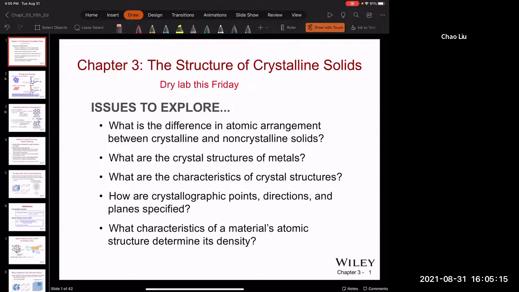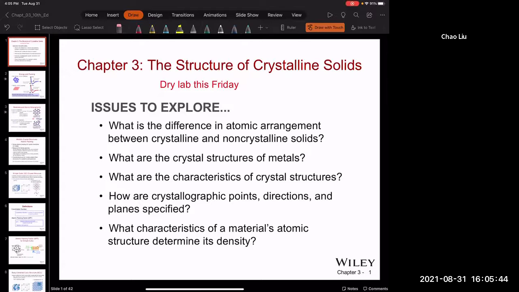We are also going to look at how people name these different kinds of crystal structures. In the textbook, there's a table that shows you the different crystal structure categories. We are only going to focus on several of them. There are so many of them, but we're going to look at the fundamental ones, and that is the focus of this Friday's lab.